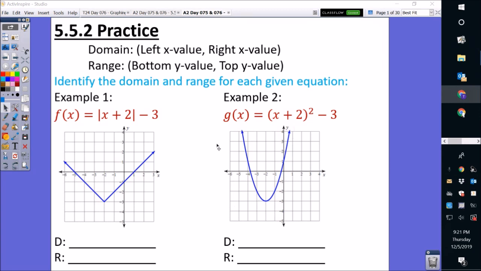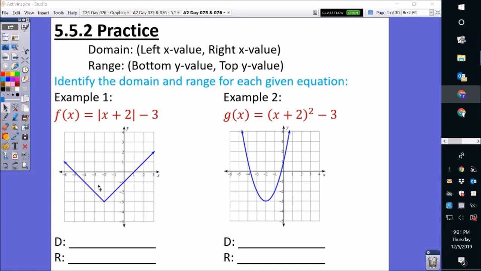So what we're going to do here is see what is the difference between an absolute value and the quadratic when it has the same numbers and the same position, just different forms of the equations and different forms of the graph. So looking at absolute value, example 1.